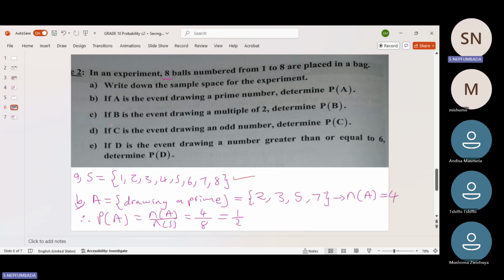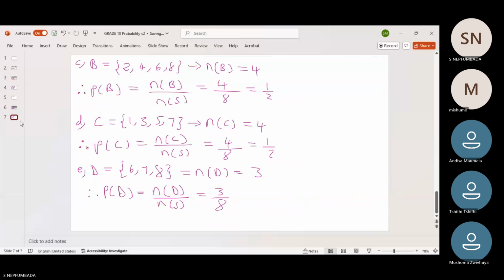So now, they say if B is the event drawing a multiple of 2, determine the probability of B. The multiples of 2 are 2, 4, 6, 8. Those are the multiples of 2. It is also 4 out of 8.